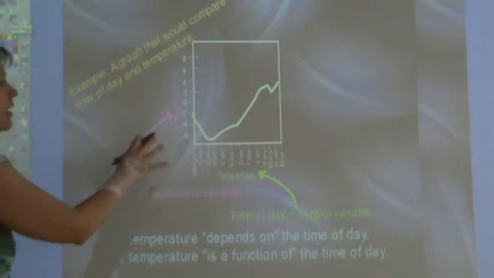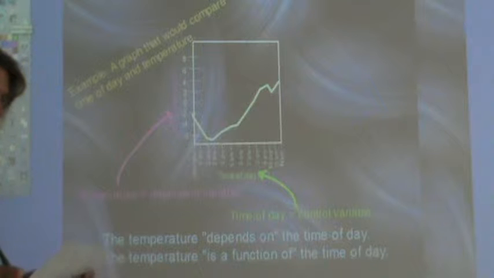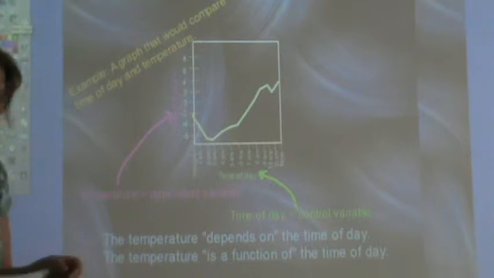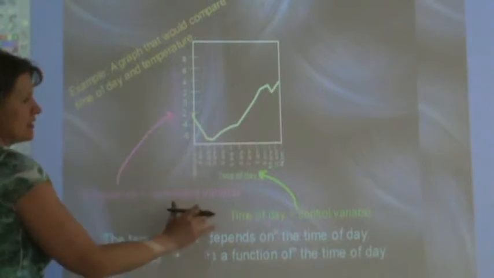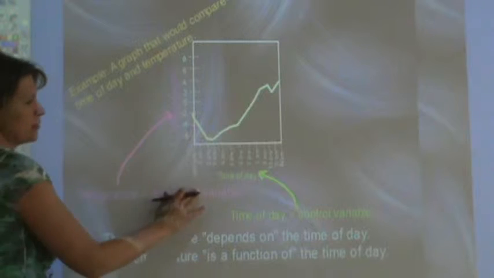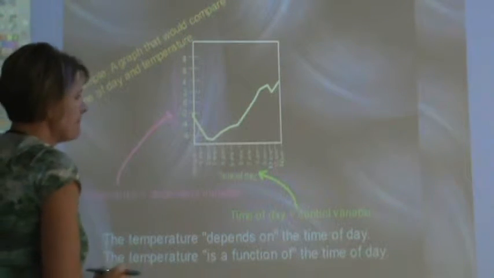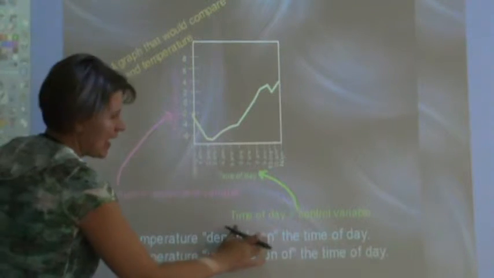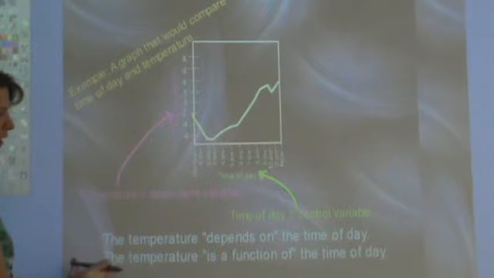All right, and I know this turned out a little better on your paper, so look at your paper on this one. We've got an example. A graph would compare the time of day and temperature. Okay, so I've got time of day across the bottom, temperature up the side. So time of day is going to be your control variable, and temperature is going to be your dependent variable. Okay, so that's what we put on the x and the y axes. So the temperature depends on the time of day. That helps you decide which one is the dependent variable.